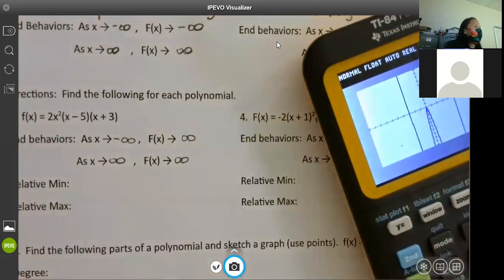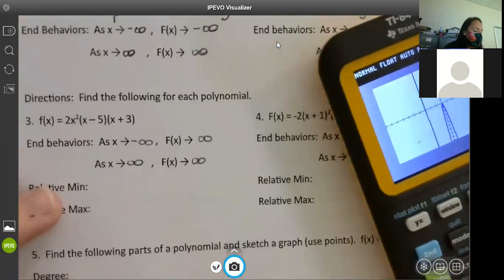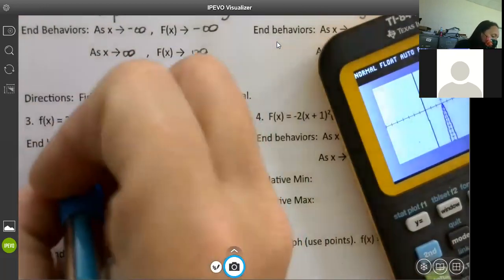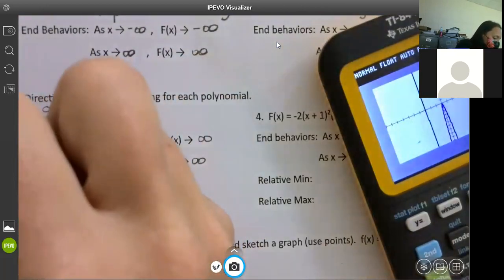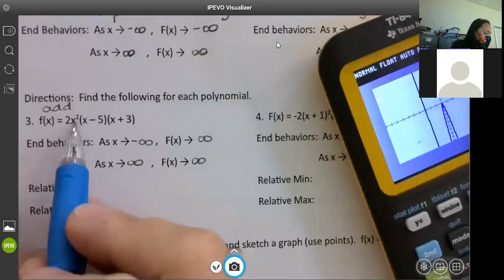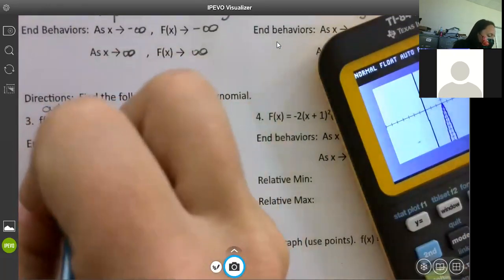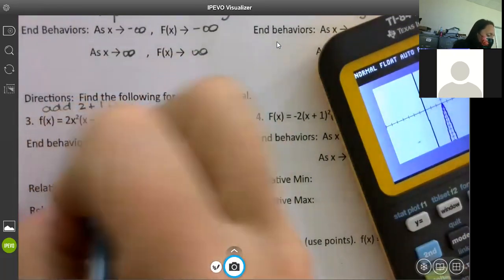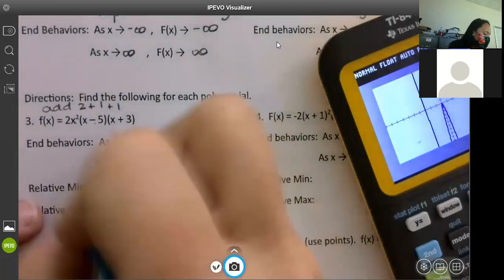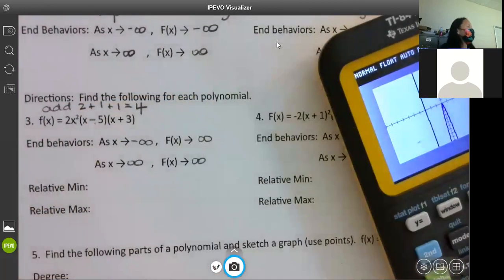Okay, well, what if you didn't like the graph and you wanted to do it by hand? Remember, on the top, you add your x's up. So we have 2 x's right here. We have 1 in this set of parentheses, and we have 1 in the second set, which makes 4. That means they point in the same direction. Everybody good?